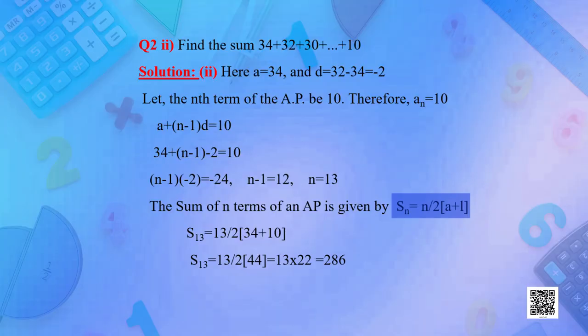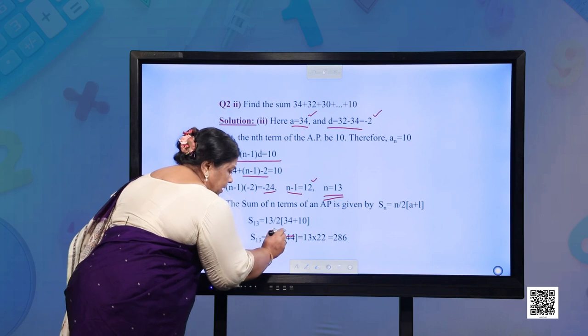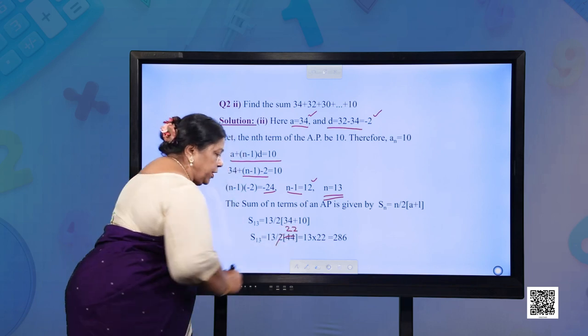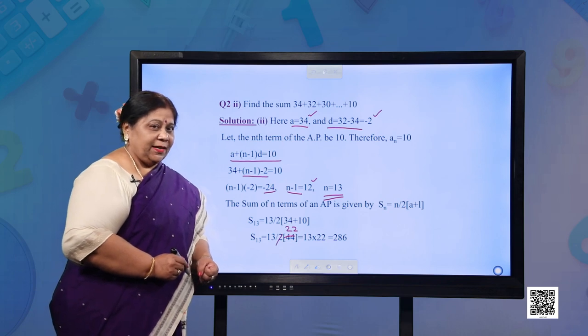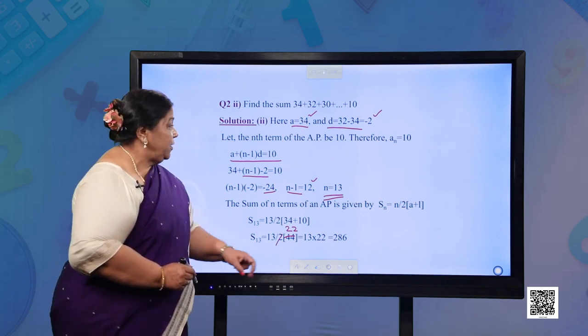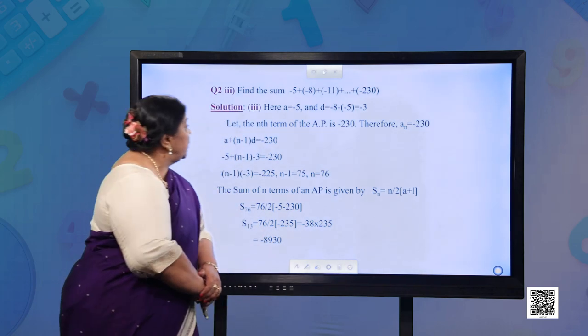Sn is equal to n upon 2 into A plus L. Let us substitute the values. 13 upon 2 into 34 plus 10. That is equal to 13 upon 2 into 44. Here you see, if I cancel this, I will get 13 into 22. That is equal to 286. Isn't it simple? Yes. Okay, let us do the next one.